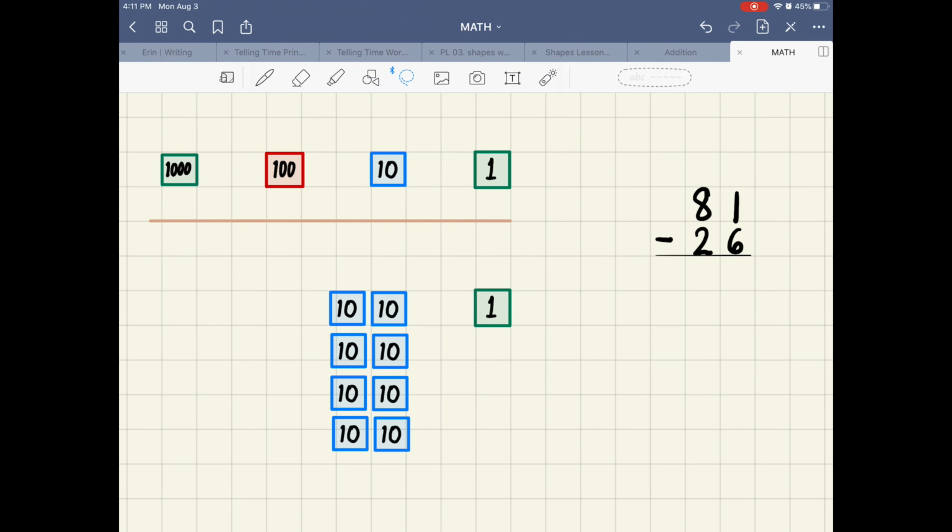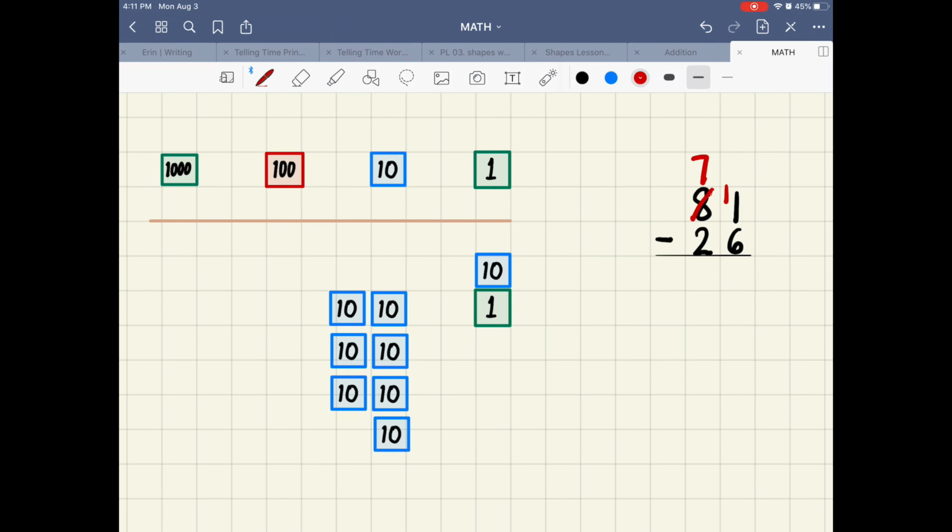Now we go back to our number and check if we can take away. 1 take away 6 cannot be since 1 is smaller than 6. So looking here, we can borrow 1 ten. Let's borrow 1 ten. We don't have 8 tens anymore. Let's write it down. It's not 8 anymore. It's only 7, and we will put 1 ten right here. That means we have 11.